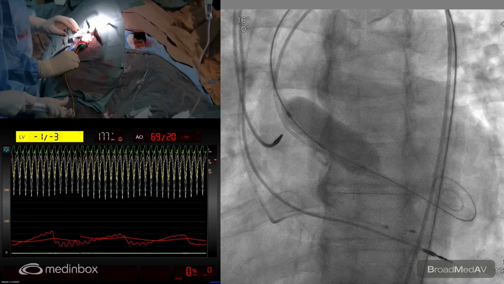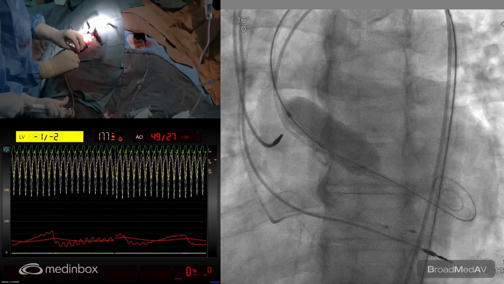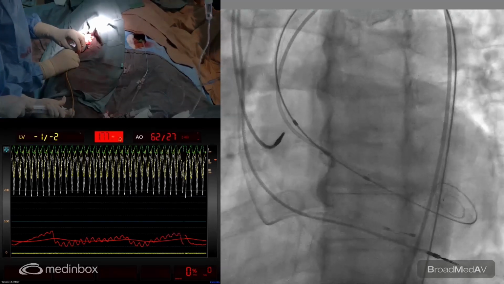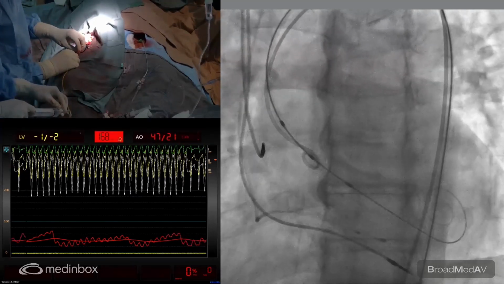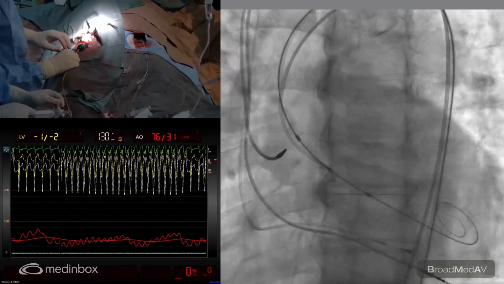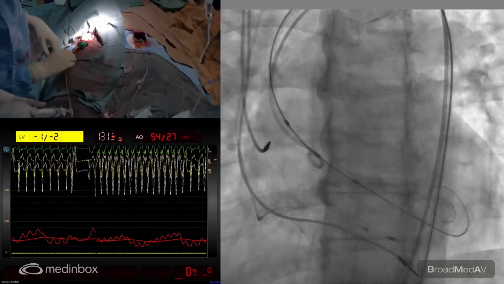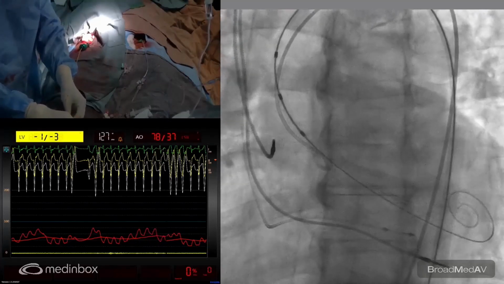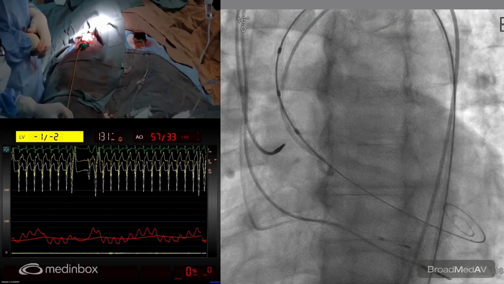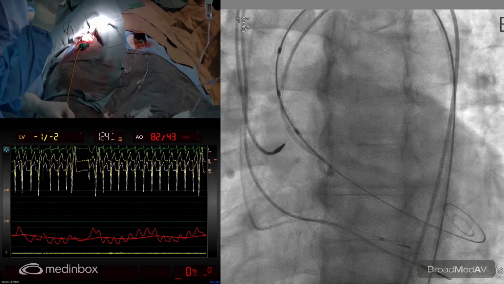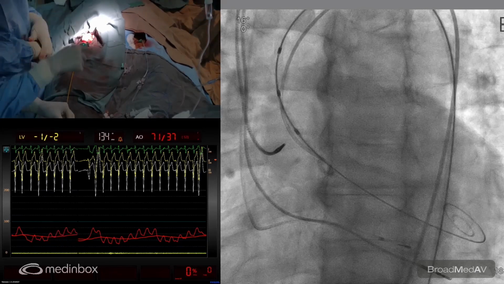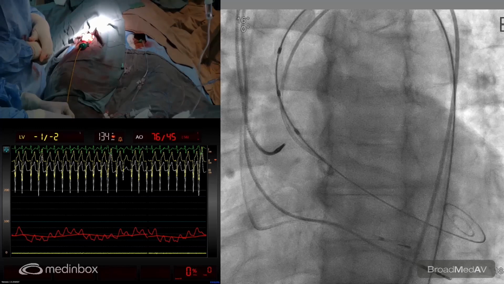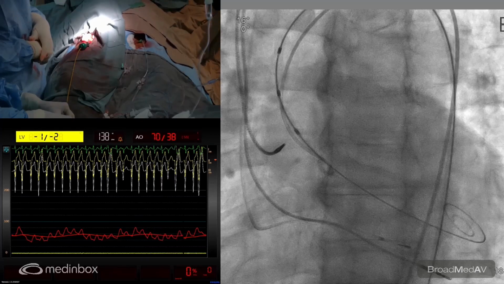Okay, we'll now do one more dilatation just to check whether the coronaries get occluded. Fluoro, sir? Yeah, fluoro. Pacing off, sir? Yes. I'll just pull it back a bit. Sir, stop pacing, sir. It's still pacing. This is the pacemaker which is taking it.